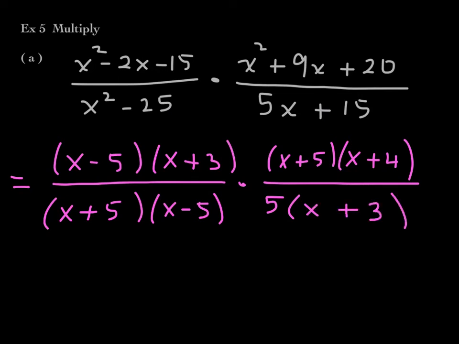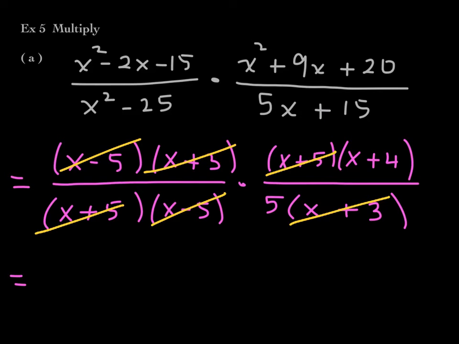All right, so now look carefully and look for common factors. Because this is multiplication, you can cross-cancel any numerator with any denominator. Look for common ones, of course. So what I see is x plus 5 divides out with x plus 5. Anything else? Yes, x plus 3 divides out with x plus 3. Oh, x minus 5 divides out with x minus 5.